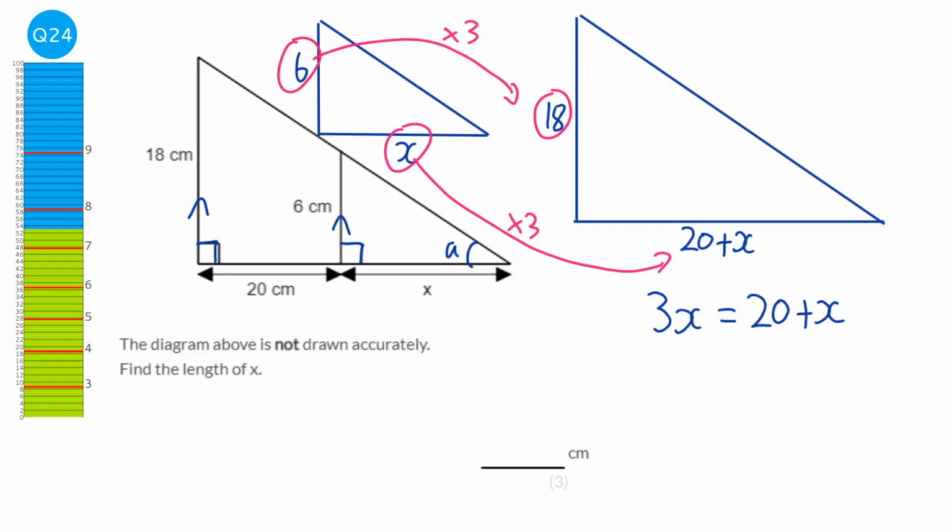And so I can solve this now. Subtract x both sides. Always subtract the smaller amount, so 2x equals 20. And then divide both sides by 2.